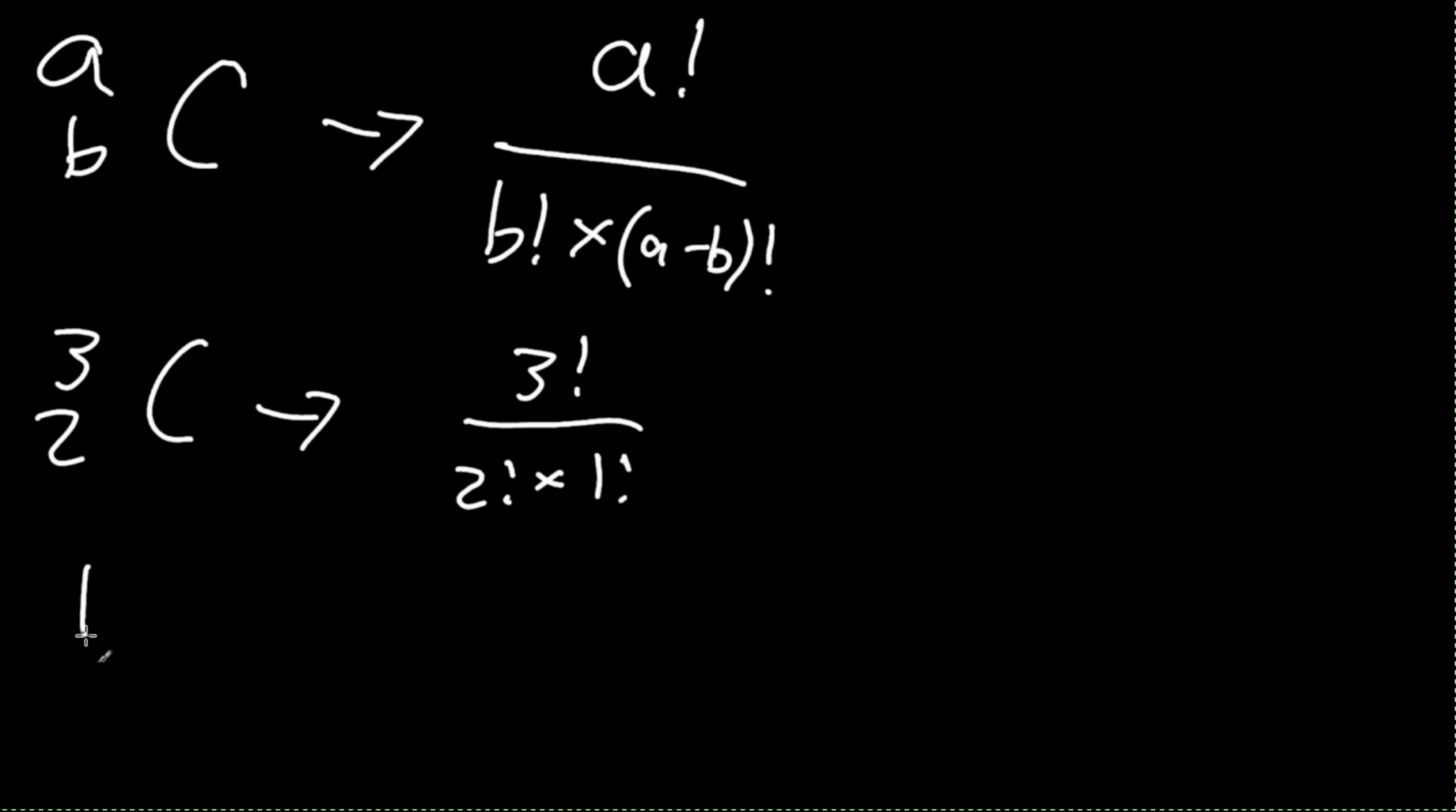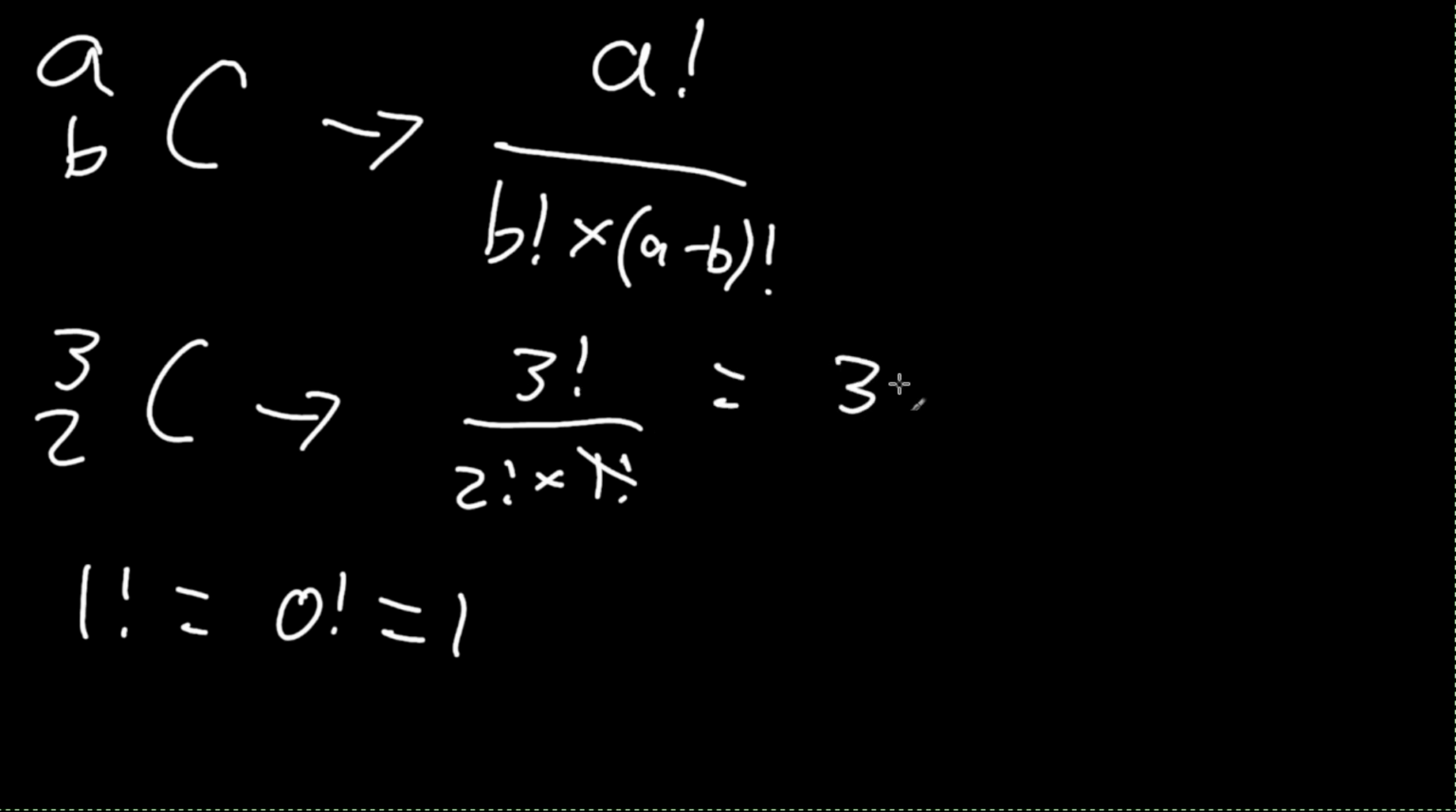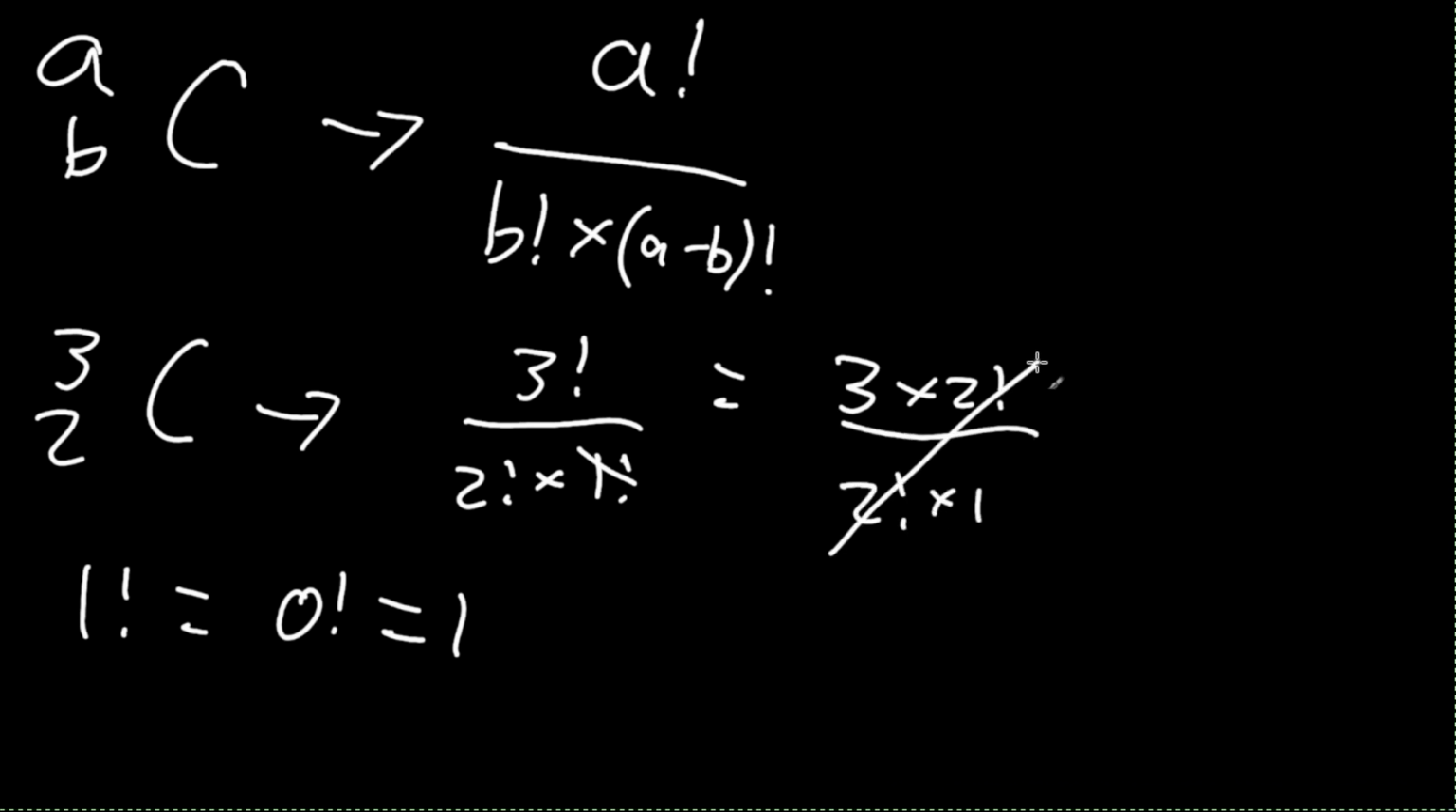It's important to note that 1 factorial and 0 factorial are both equal to 1. So this is equal to 1. 3 factorial is, well, 3 times 2 factorial. 2 factorial. So these can cross out, leaving me with 3.